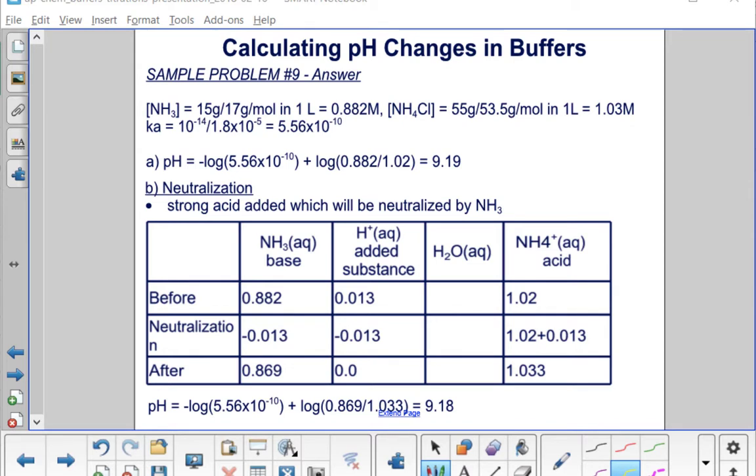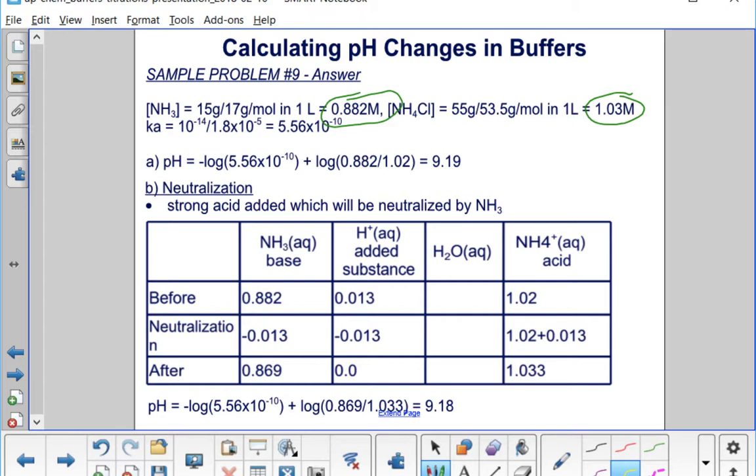All right, so let's first find the concentration of the ammonia. We're given 15 grams. Ammonia has a molar mass of 17 grams per mole. In 1 liter, that's an initial concentration of 0.882 molar. Do the same thing for the ammonium chloride. We start with 55 grams. It has a molar mass of 53.5 grams per mole. In a 1 liter solution, that's a concentration of 1.03 molar.